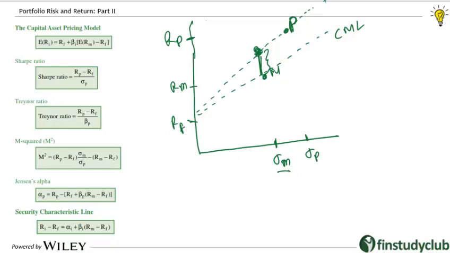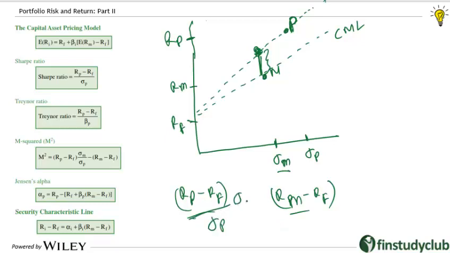So how do I compute M-squared? Pretty easy. Now look at this portfolio P. Well, the extra return that it gives over and above the risk-free return is Rp minus Rf. Well, look at M. The extra return that market portfolio gives over the risk-free return is Rm minus Rf. But are the two extra returns comparable? The answer is no, because P has greater risk as well. So I'm going to divide it by the risk of P and multiply it with the risk of M to get the excess return which is comparable with the excess return which the market portfolio gives.